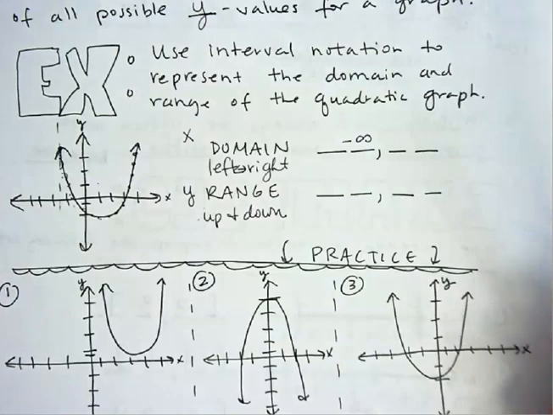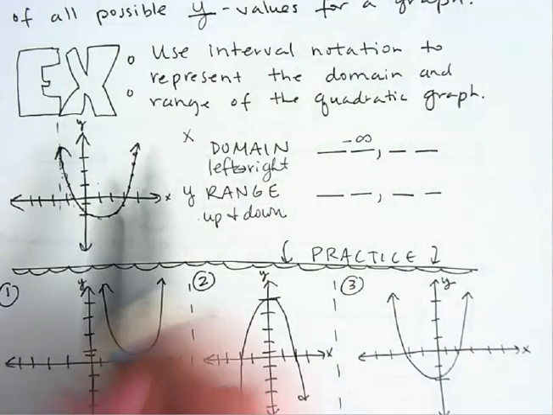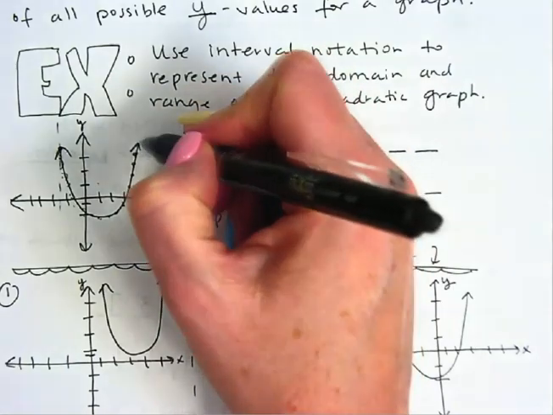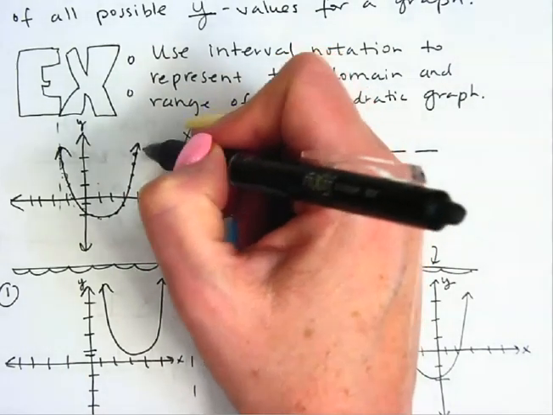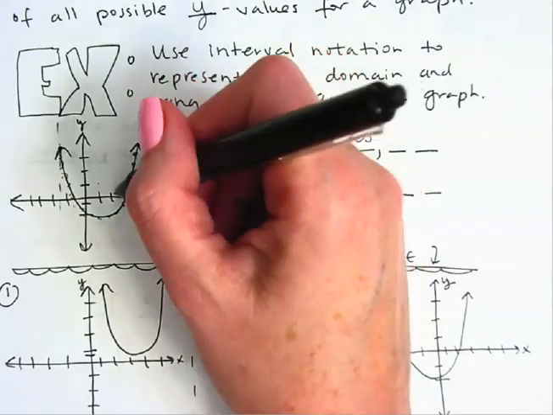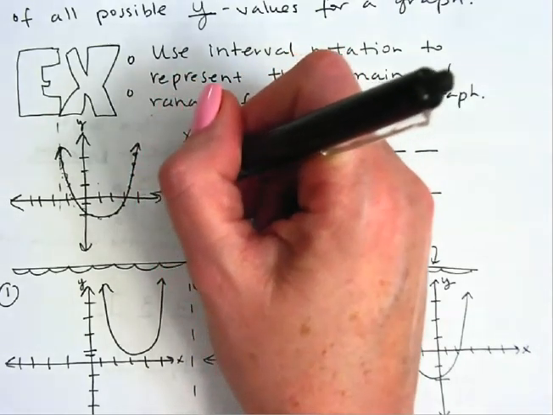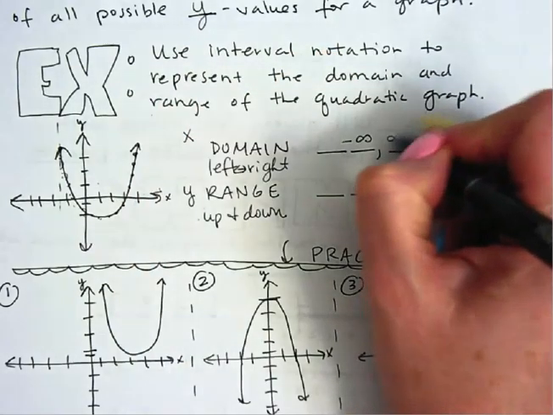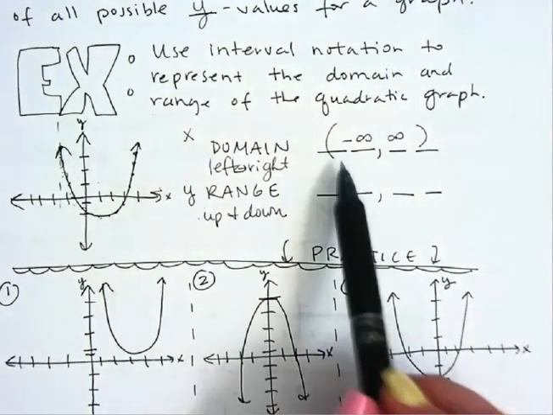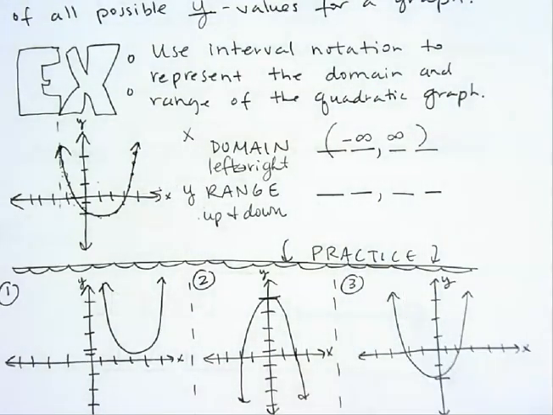And the same thing is true on the right. If you try to find the point that's the farthest to the right, you're never going to get there because this arrow means it keeps going forever. So all the x values of these points are going to go this way forever to positive infinity. And infinities always get parentheses, so the front and end is going to have parentheses.